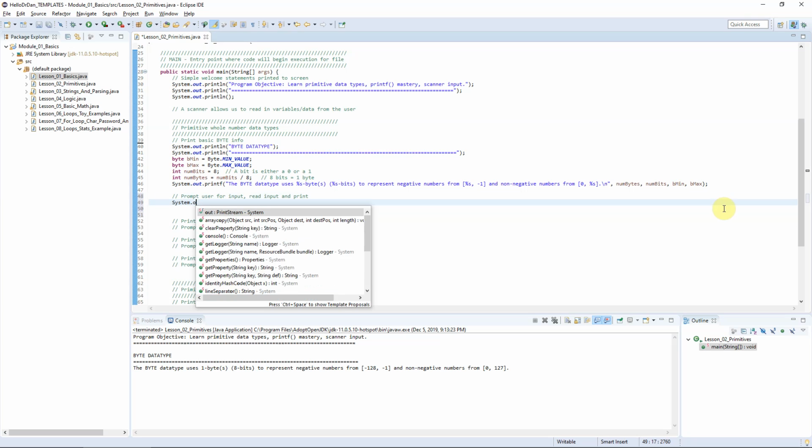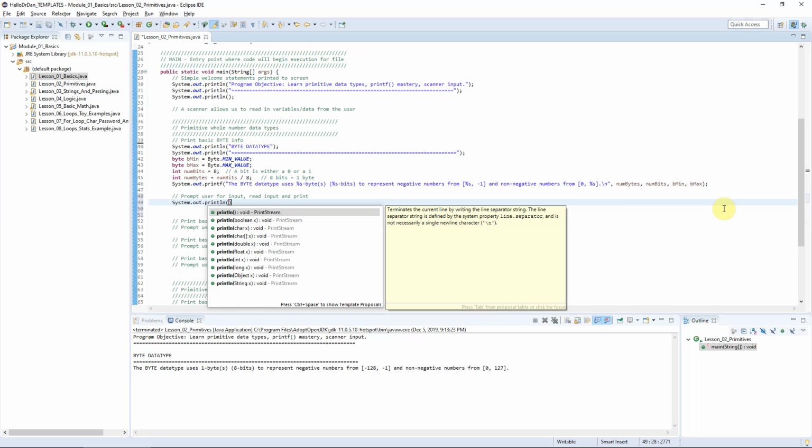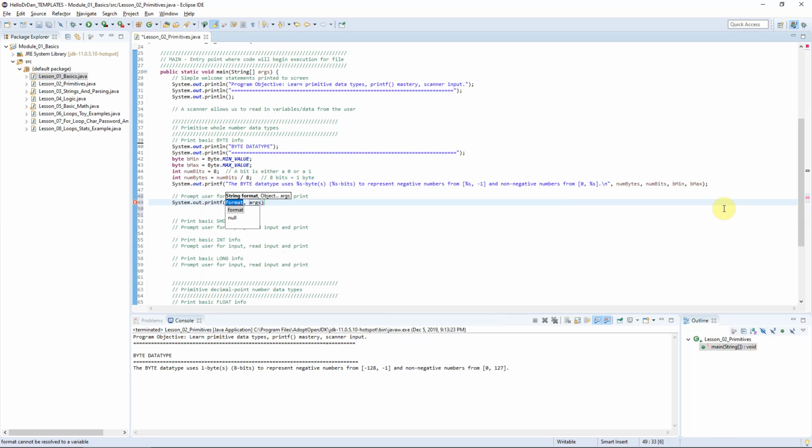I'll say System.out.println. Actually, no, I'm going to do a printf again. And I'm going to say, please enter a whole number within the range of %s, %s.